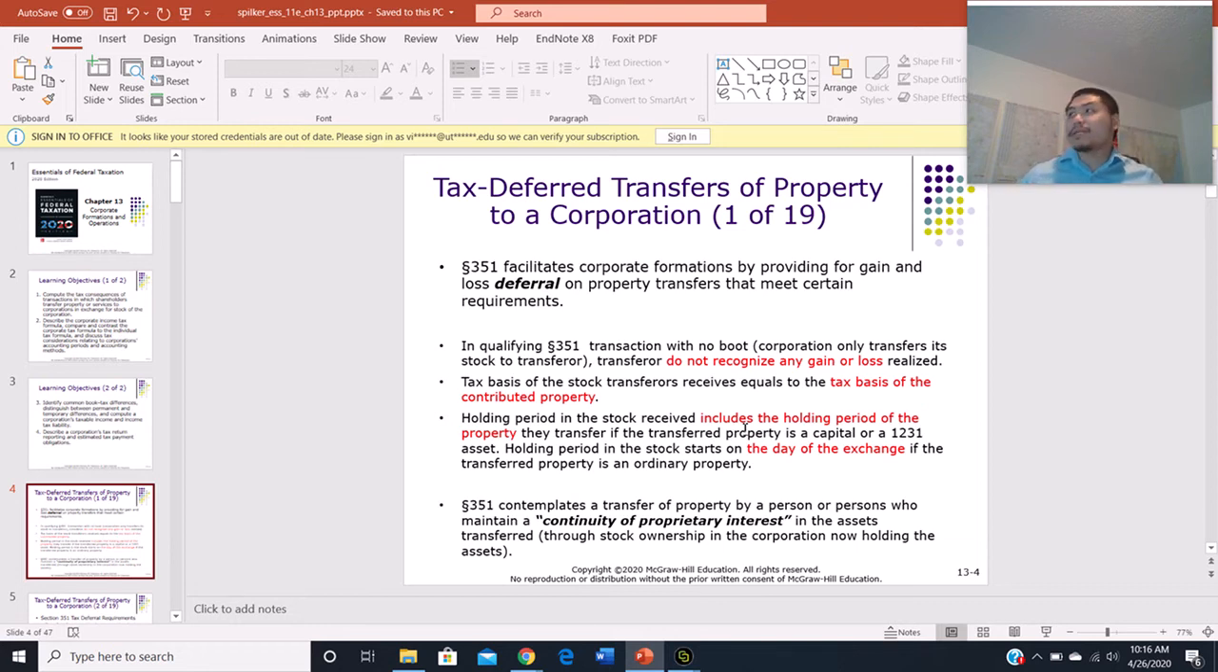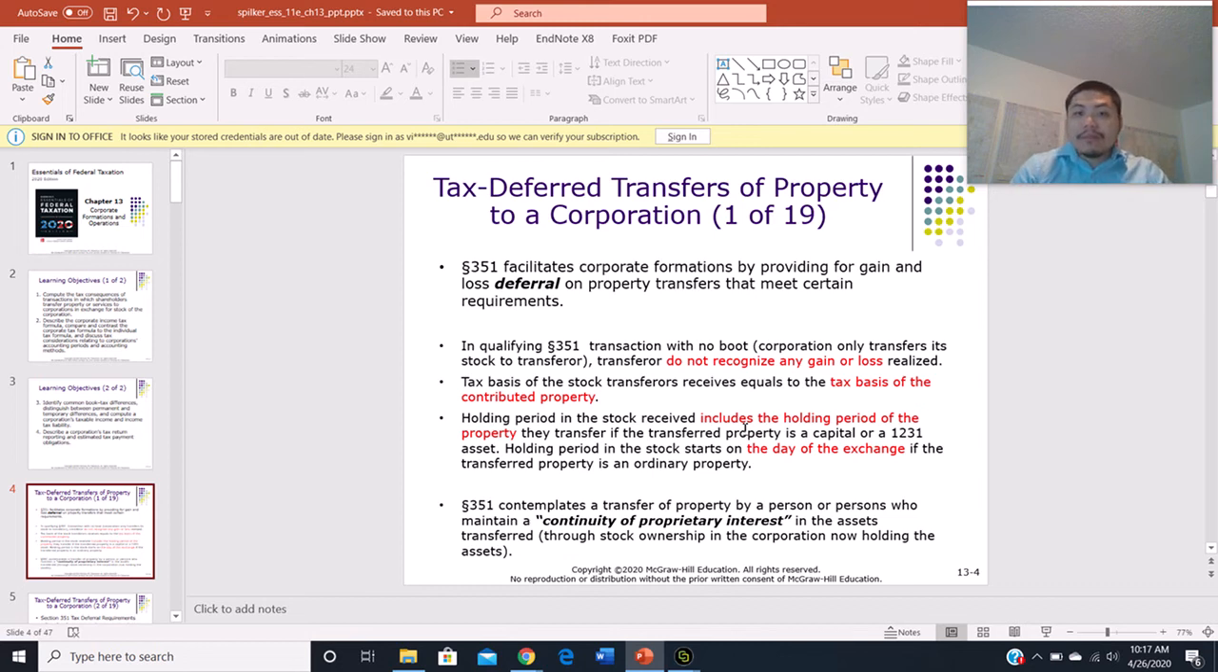Like I said, in my case, when I transfer the car to the corporation and then I receive the stock, I can treat the holding period of the stock as also including the holding period of the car that I own, right? So let's say I own the car for 5 years already, and after 5 years I transfer the car to the corporation, and then I receive 5 shares back, right?